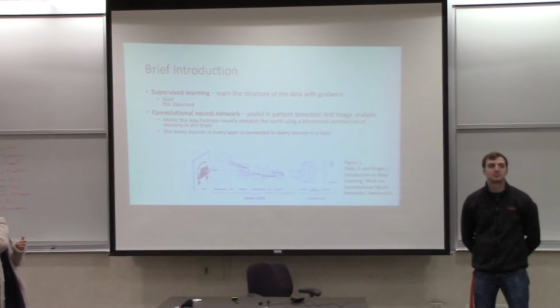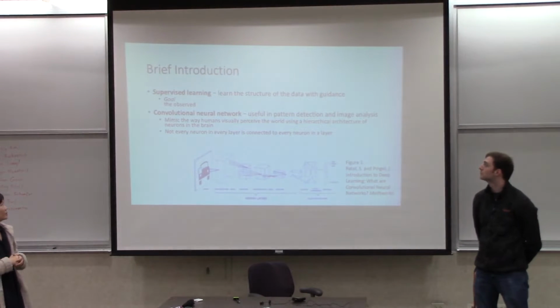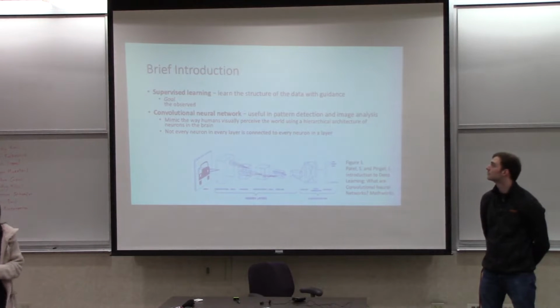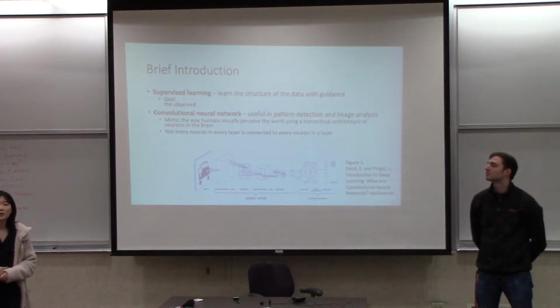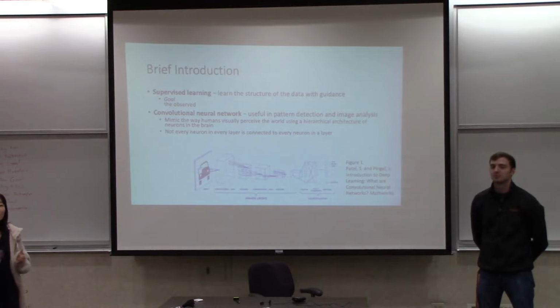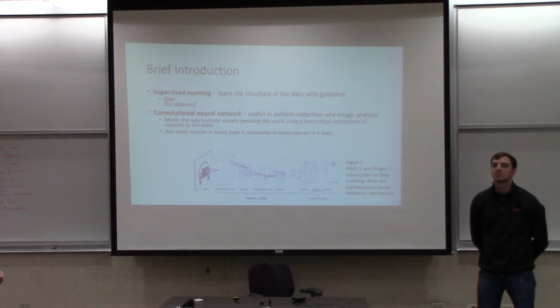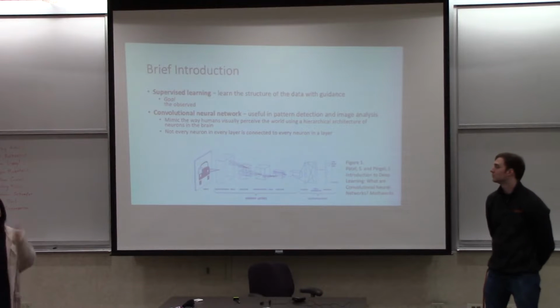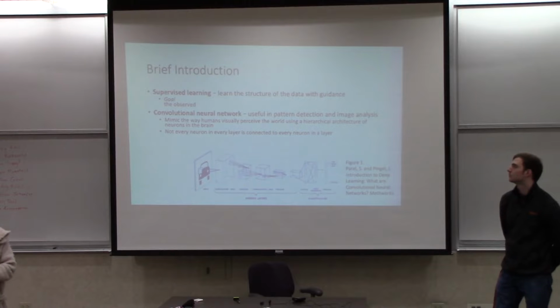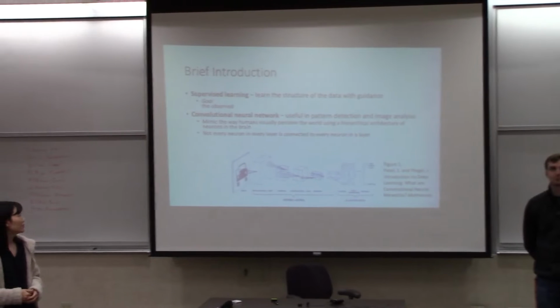The representation of the coins is to be learned in training based on a supervised learning approach, which is when the neural network is provided the known inputs and outputs, and then the function is developed that can replicate these known observed values. And we'll try to mimic the way humans perceive the world around them through the layered architecture of neurons in the brain. And we call this the convolutional neural network. And it's extremely useful in pattern detection and image analysis.